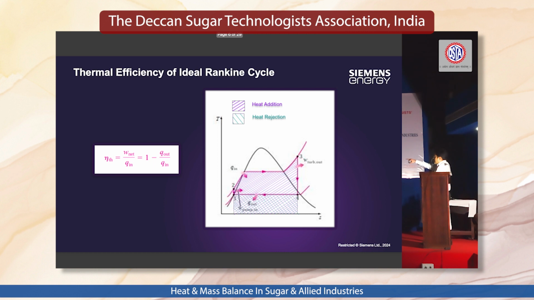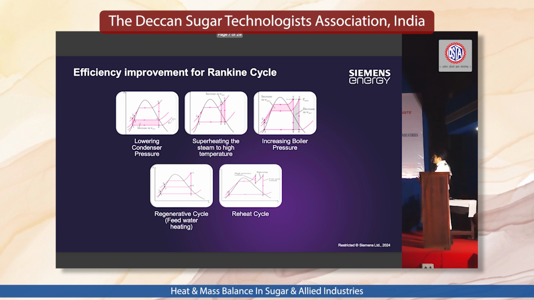So whatever the area between the purple lines is, ultimately it is our work done. So the efficiency of the ideal Rankine cycle is what is the total net work. That means there is some work generated by the turbine and also some work consumed by the pump. So whatever the net work is, and whatever the total heat supplied is, ultimately gives the thermal efficiency of the ideal Rankine cycle. Now, how can we improve the Rankine cycle?